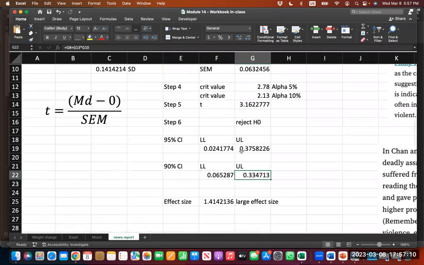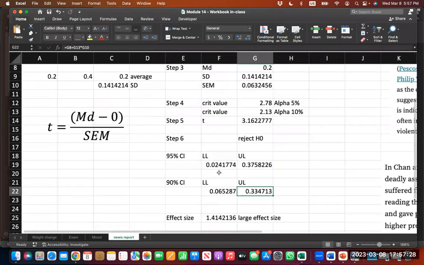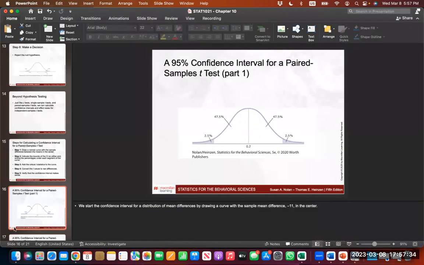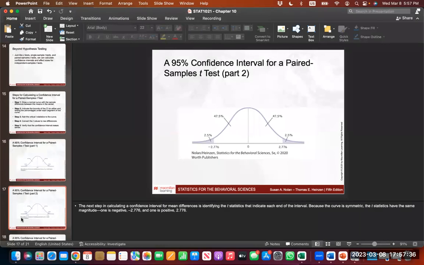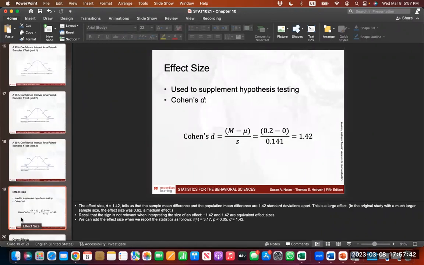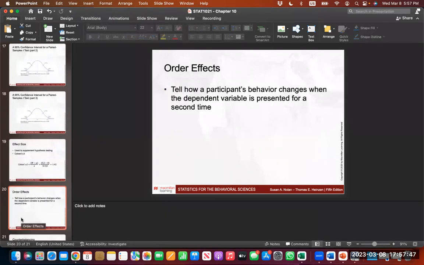So that gives you a wider, no, it gives you a narrower interval, and I'll say it again, it gives you a narrower range, and thereby it gives you a stricter criterion. The effect size we calculated as well as 1.42. That's a large effect size.